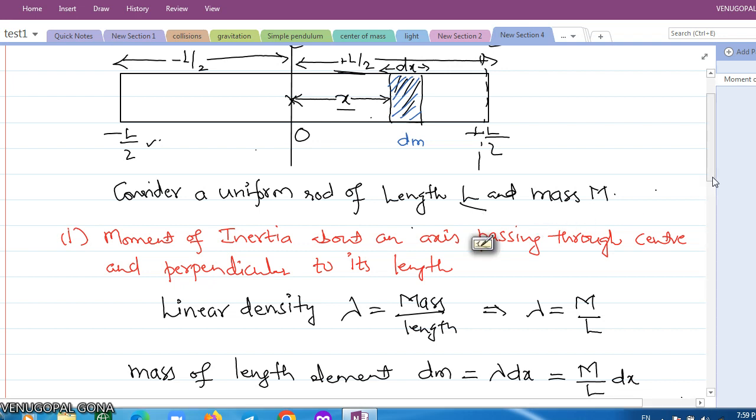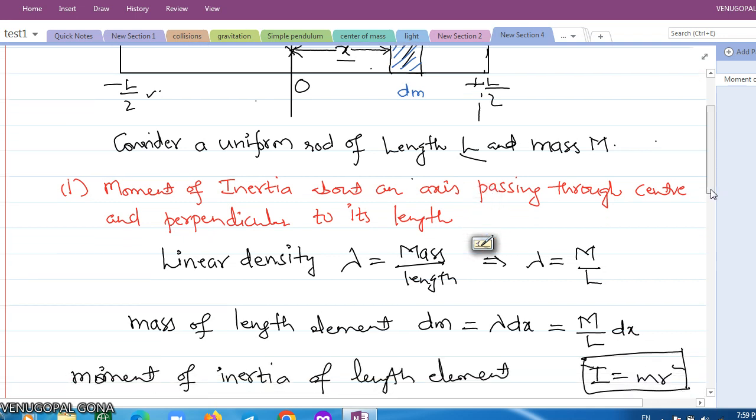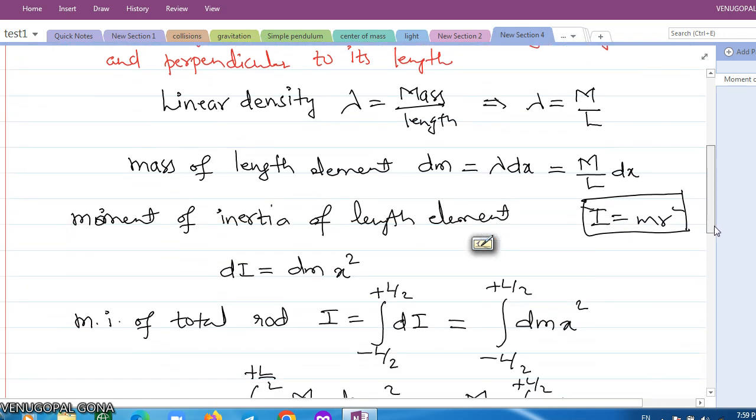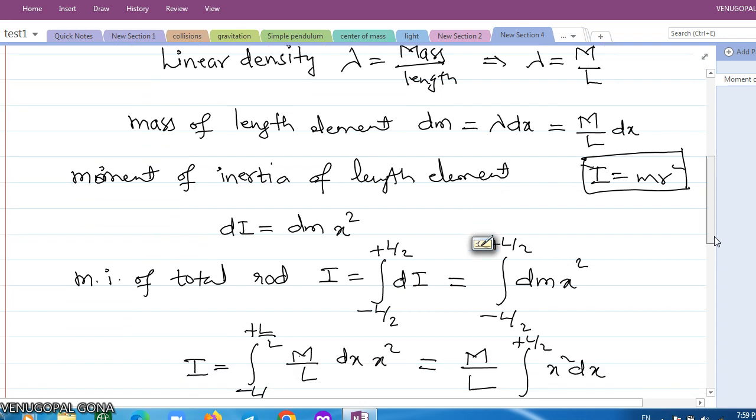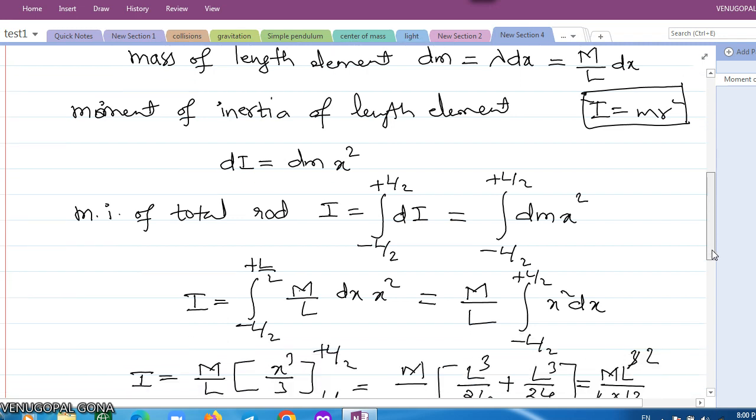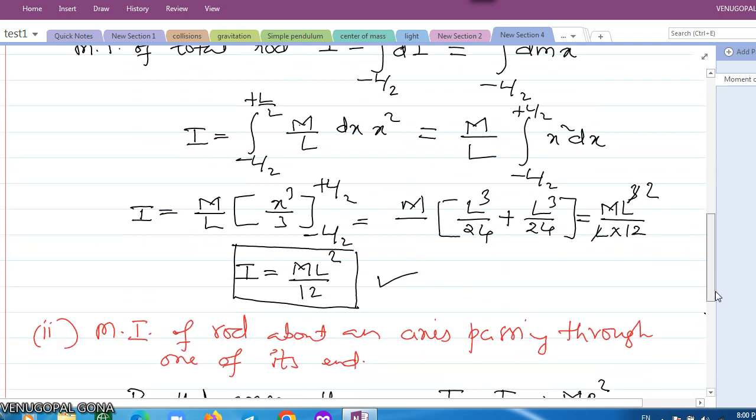Then we wrote the moment of inertia of this small strip. The moment of inertia formula is m r square, where r is the perpendicular distance from the axis of rotation. So dI equal to dm x square. For the total rod we integrated from minus L by 2 to plus L by 2, as the rod extends L by 2 on the left side and right side. Upon integration and simplification we got I equal to m L square by 12. This is the moment of inertia of the rod about an axis passing through the center and perpendicular to its length.